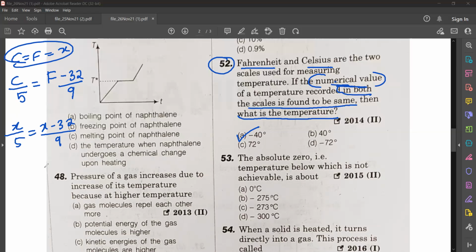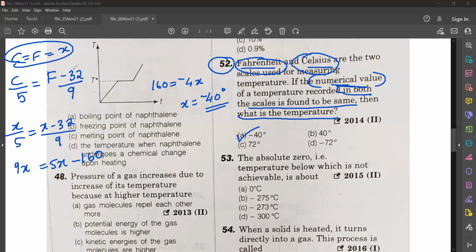Now it's just a matter of cross multiplying and finding out: 9x is equal to 5x minus 32 into 5, isn't it? 32 into 5, so you get 160, isn't it? So you'll get 160 is equal to 5x minus 9x, so minus 4x. So x is minus 40 degrees. That means the value at which the numerical value in both Celsius and Fahrenheit is equal is minus 40 degrees Celsius.